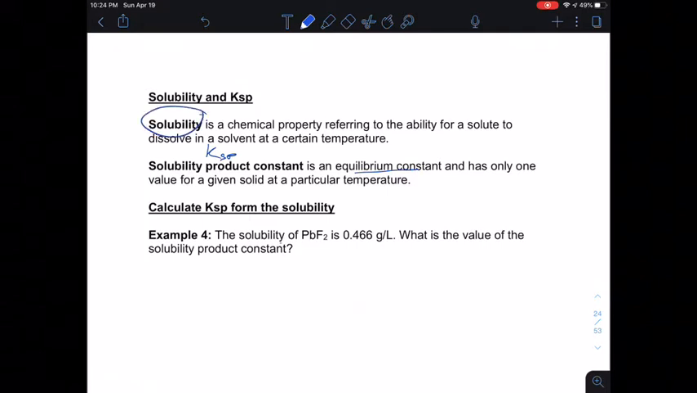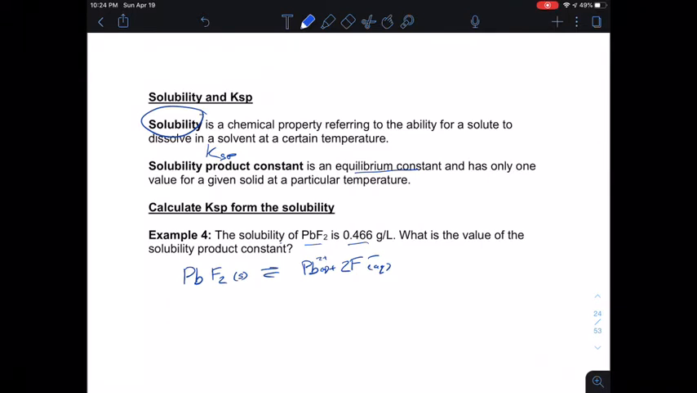So the solubility of lead fluoride is 0.466 grams per liter. What is the value of the solubility product constant? Okay, so this can be really tricky. There's a lot of stuff going on right here. So first things first, I need to think about that I have lead fluoride, and this is a solid, and it's dissociating to form lead 2+, aqueous, and 2 fluorides, also aqueous.